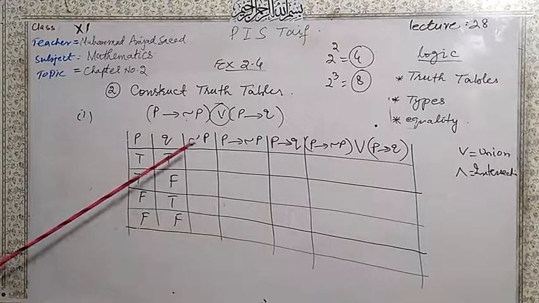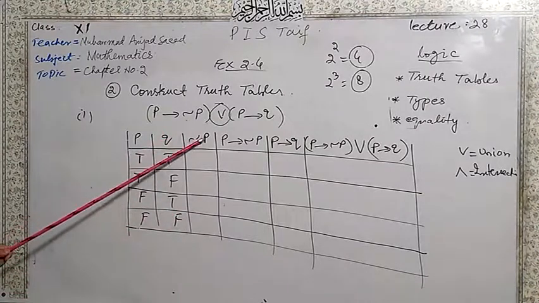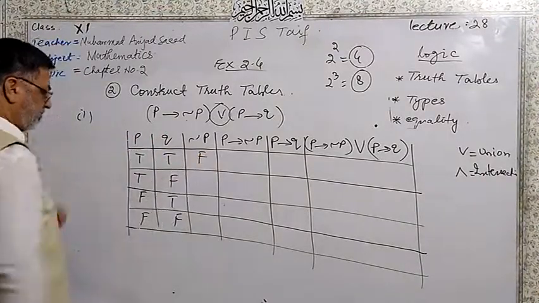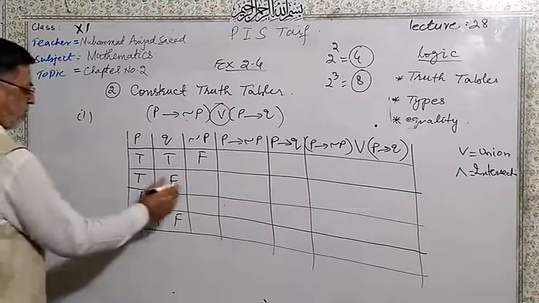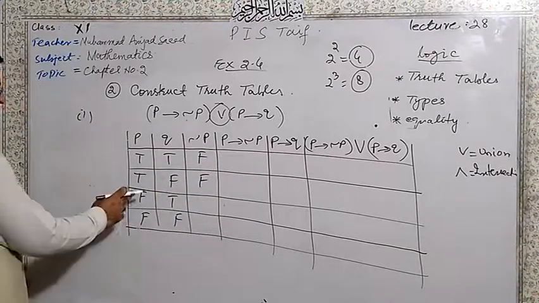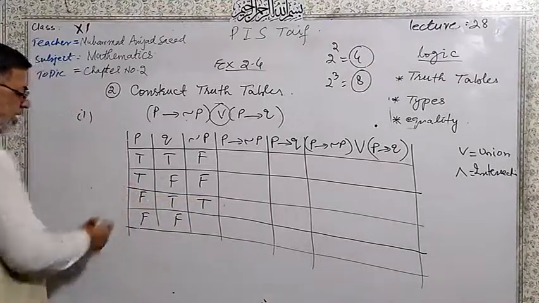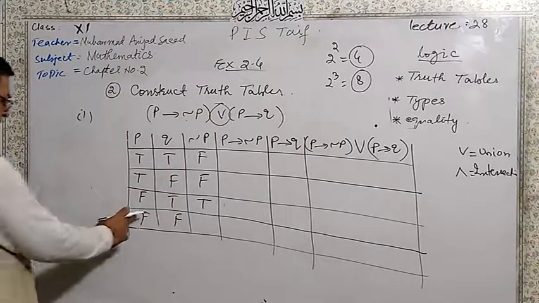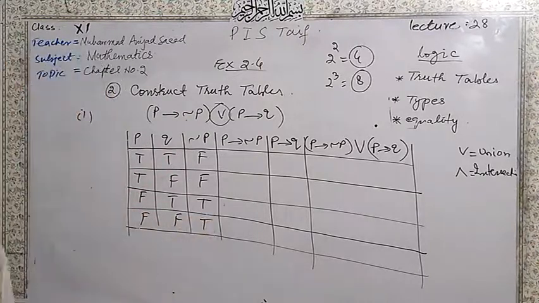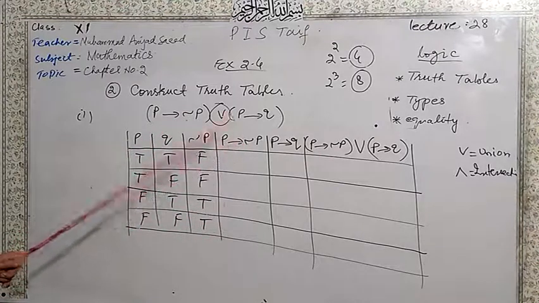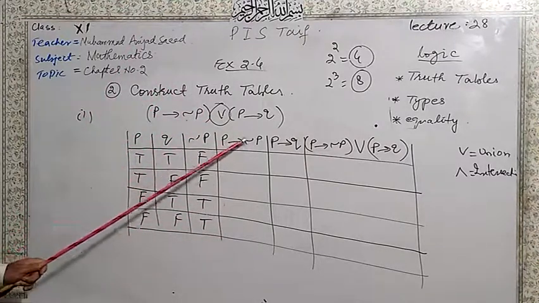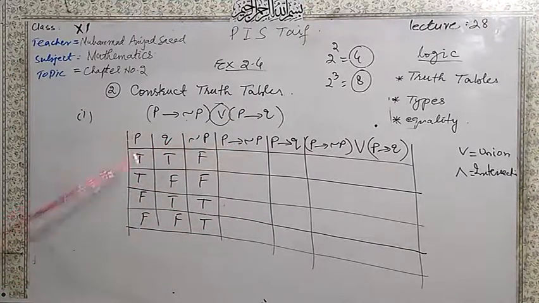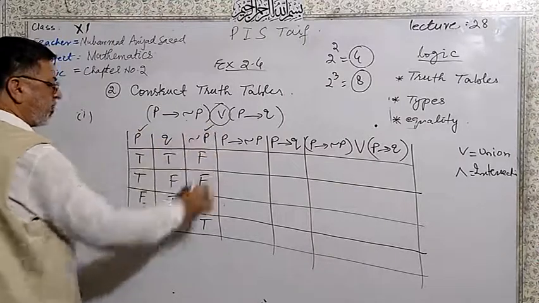Okay, now not P. Not P is the opposite of P. If P is true, not P is false. If P is false, not P is true. Definitely, if you are not at home, it means that you are outside. Similarly, F and T. Now P to not P. Remember, I told you this is the logic implies. This is P and this is not P.